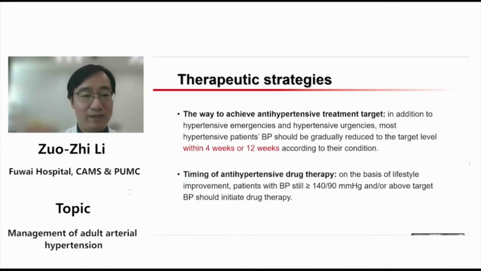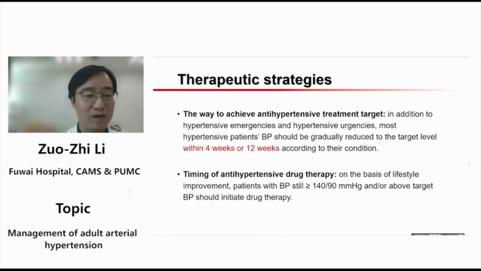Besides the hypertensive emergencies and hypertensive urgencies, that is patients with very high blood pressure, often above 180/120 millimeters of mercury, with or without acute target organ damage, for instance, pulmonary edema or heart attack, most hypertensive patients' blood pressure should be gradually reduced to the target level within 4 to 12 weeks, according to their conditions, whether they can tolerate the blood pressure reduction and whether they are elderly patients or whether they are frail.